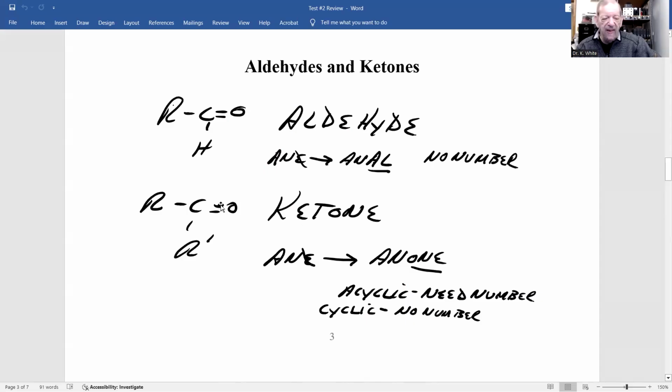How do you name it? Find the longest chain or ring and name it as an alkane or cycloalkane. Drop the E, add ONE. If it's acyclic, not in a ring, you need a number. Which carbon is the carbonyl carbon? That always gets the lowest number, priority, and it's always closest to the end of the chain. Now, if it's cyclic, you don't need a number, because the carbonyl carbon is always number 1.